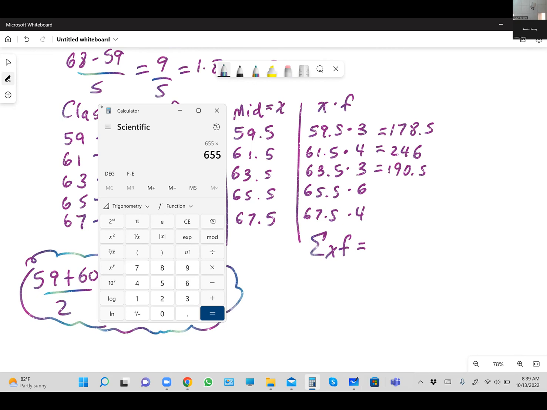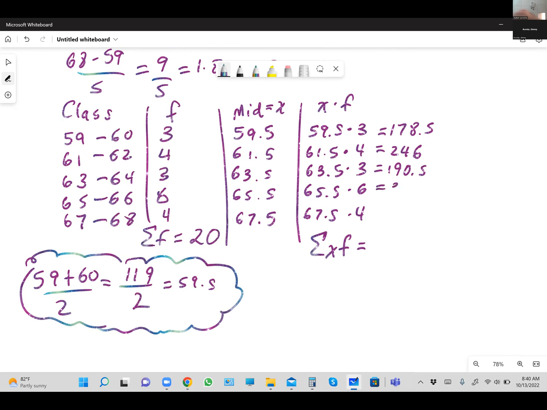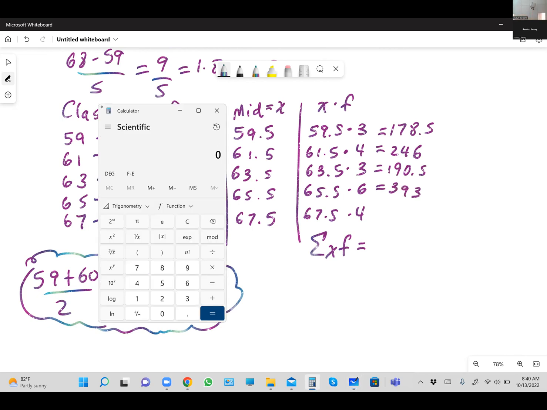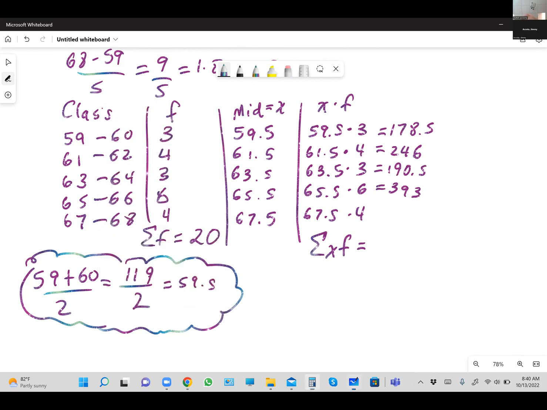Oh my gosh, no, that's not. No. 65.5 and you multiply that times 6. That's 393. And then you take 67.5 and you multiply it times 4. That's 270. And now we add them all up.